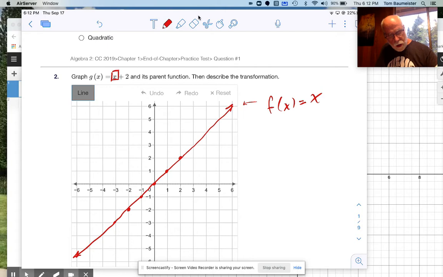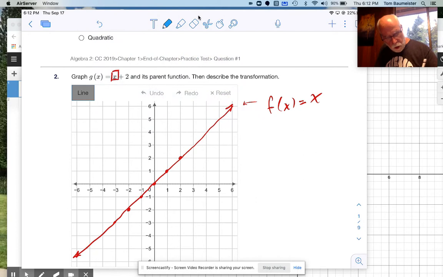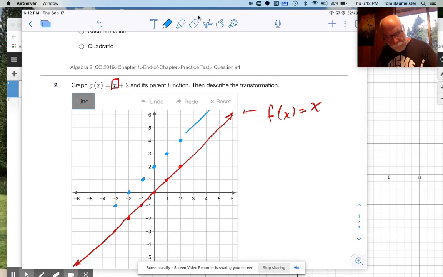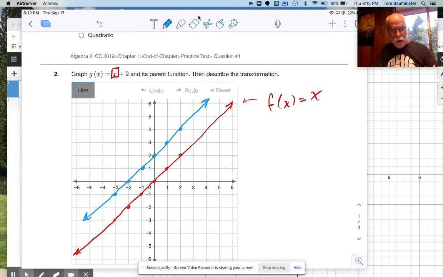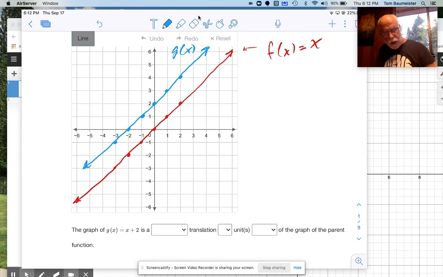Remember, then our next one, and I'll make a different color, would be our y-intercept is at 2. And again, the slope still is 1. So I'm going to go up 1. Remember, if you're not sure, you can always make a table. So there's our g of x. And so what happened, remember, it's g of x is equal to x plus 2.